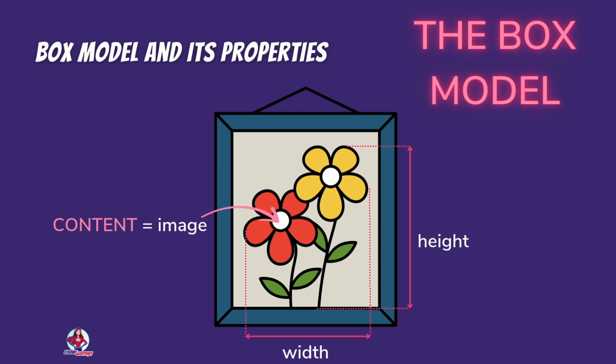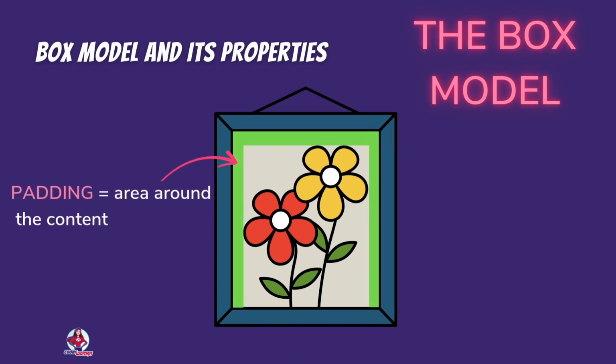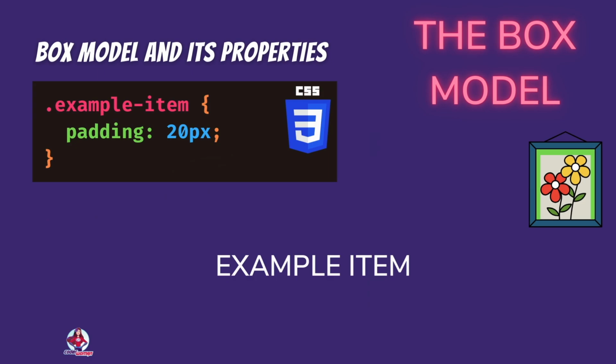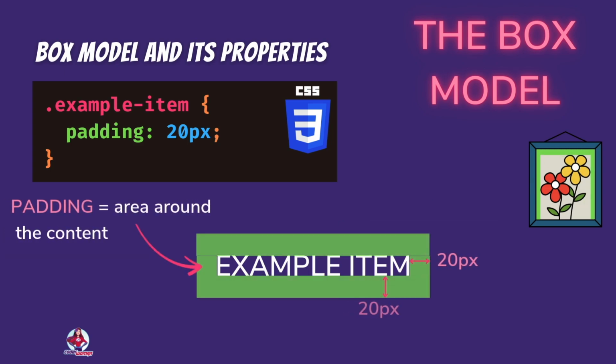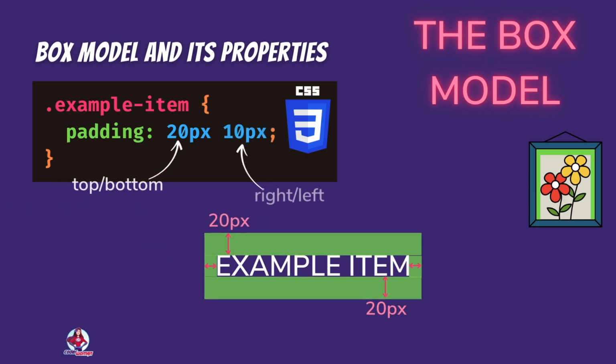The padding is the area around the content, making a gap between the content and the border. It ensures the content has some space and isn't pushed too close to the border. Padding is like the space around the picture in a frame, allowing the picture to be seen and look nice. For example, to add 20 pixels of padding to all sides of an element, you can use the following. You can also use 2 values to set different padding values for the top, bottom, and left-right sides. For example, to add 20 pixels of padding to the top and bottom and 10 pixels to the left and right, you can use the following code.